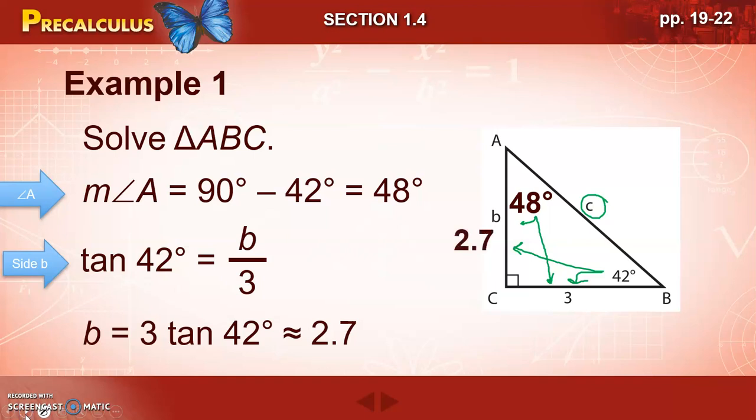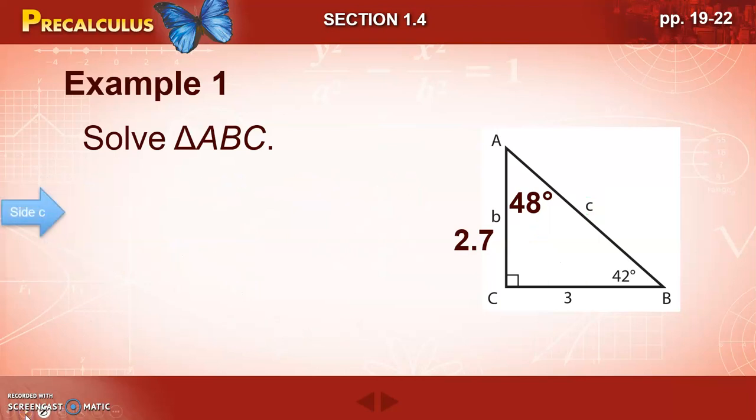So let's go ahead and write that in there. And now we know 2 of our legs. We're left to find the hypotenuse. What do you think we should do?